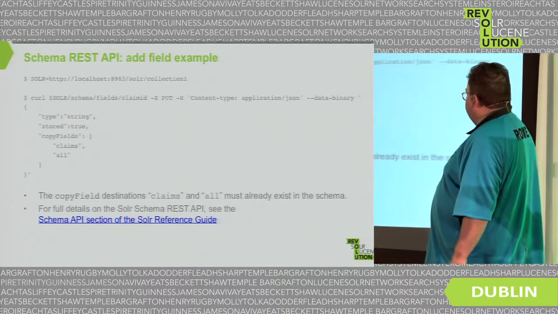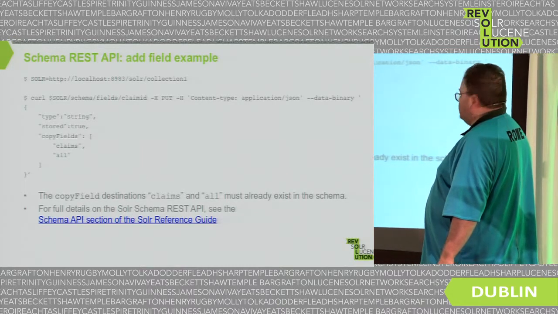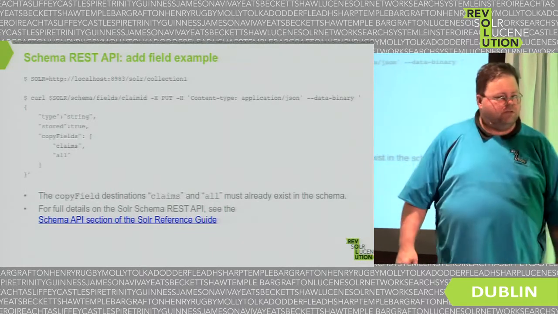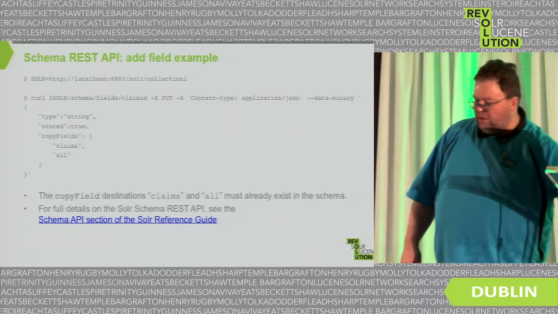When you specify copy field destinations, they have to already exist in the schema or the request will fail. So again, for full details, you can see the Solr reference guide section that's linked there.